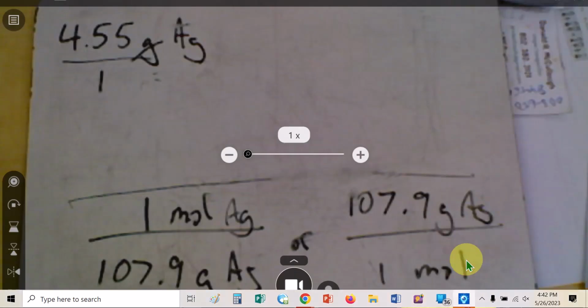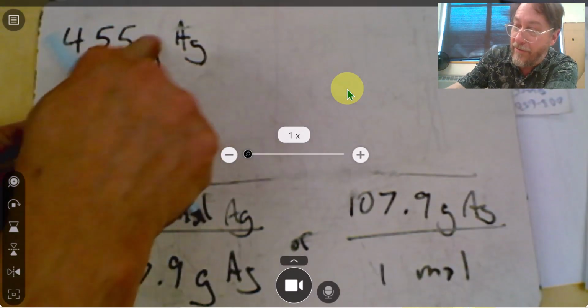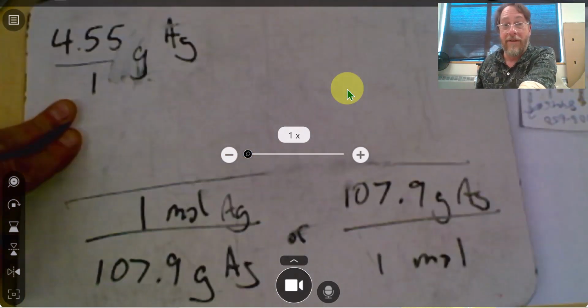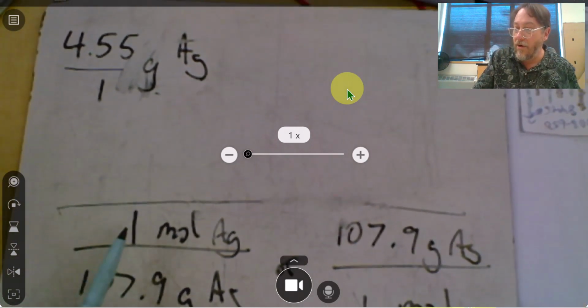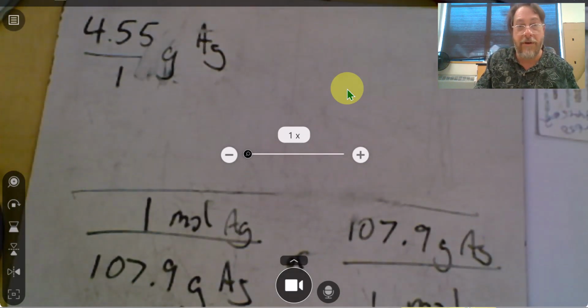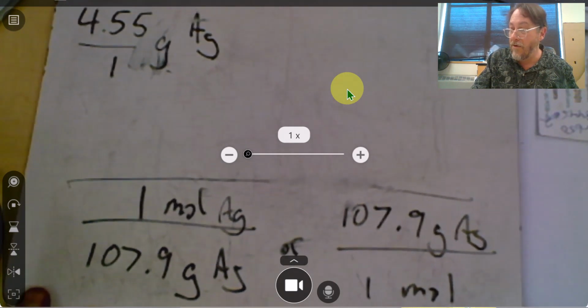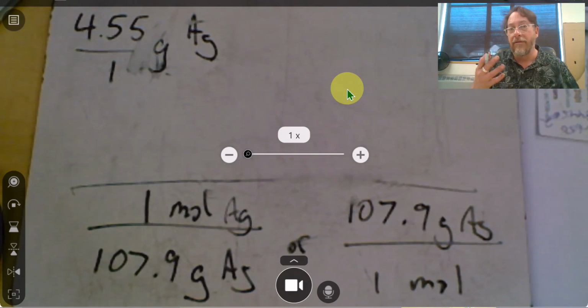And so we'll go back, and I'm going to go to a screen that I have queued up to show you a little whiteboard that I've got with the problem set up, okay? So we got 4.55 grams of silver. And we see that we've got two conversion factors here: 1 mole of silver over 107.9 grams, and 107.9 grams of silver over 1 mole. And those are going to work. The one that you decide to use will depend on what you're trying to do.